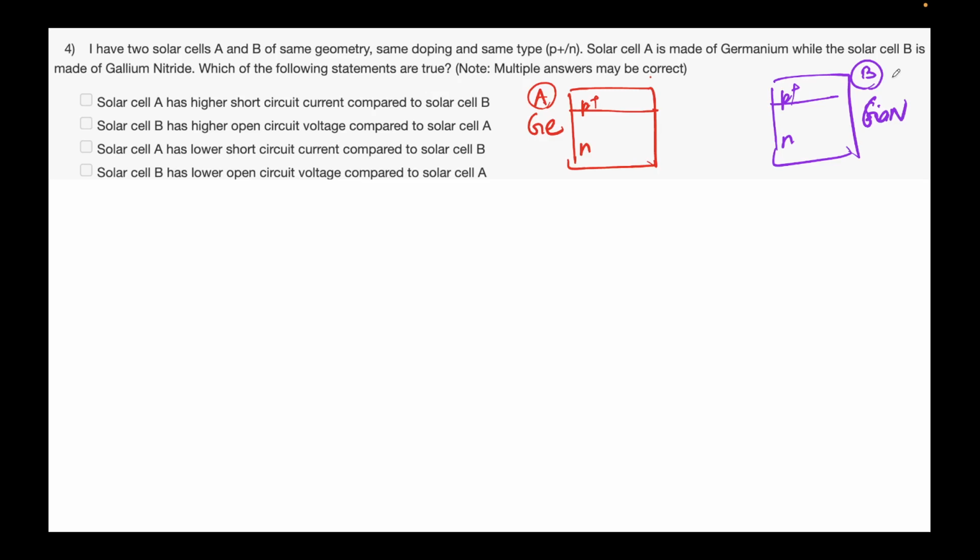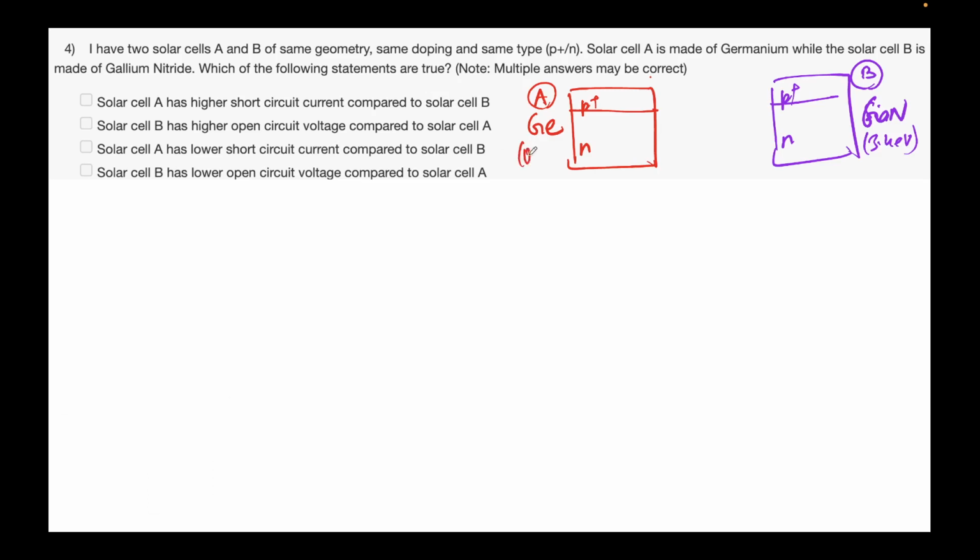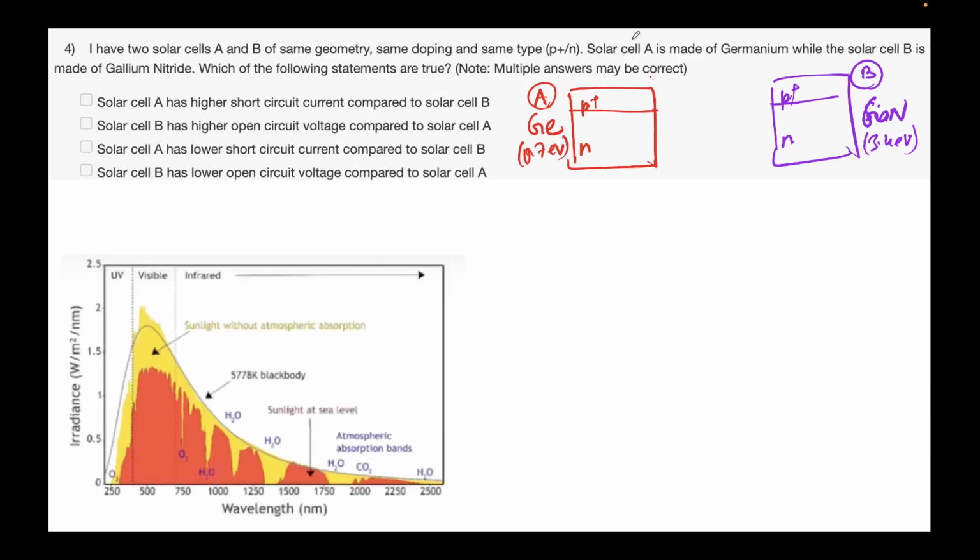The key thing, as you can see, is that the primary thing that is different is the semiconductor material that we have. For that we need the band gap of germanium. Silicon is 1.1, gallium arsenide is 1.4, and for germanium I think it's 0.7 eV. This one I know is 3.4 eV for gallium nitride. Let's first find out what the short circuit current will be.